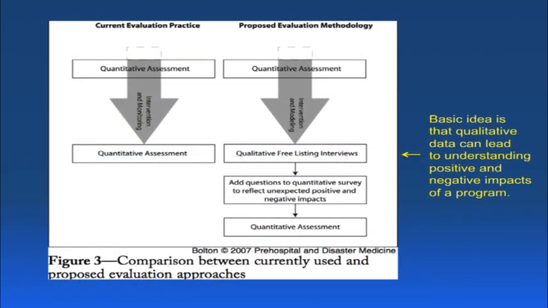They give this picture. They say the current evaluation practice looks like this. We do a quantitative assessment, and I assume that might be pre and post an intervention. And then they say you could add qualitative data into this to have a little deeper understanding. So you start with a quantitative assessment, and then you collect some qualitative interviews by having people list things out. You analyze that data, and then you add it to the survey, and you're going to have a more context-based quantitative assessment.